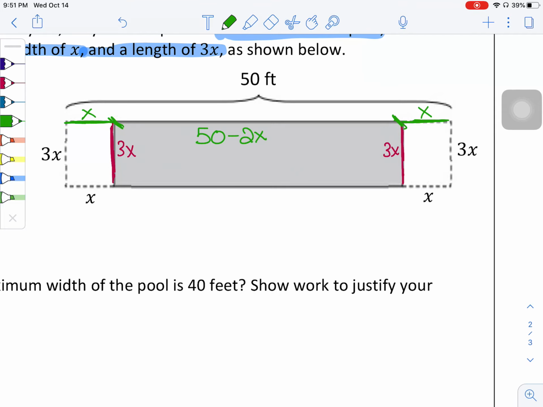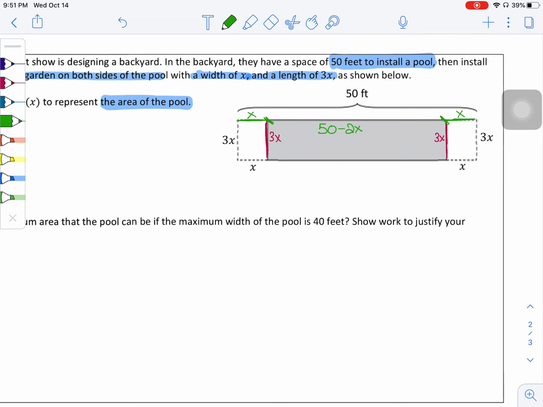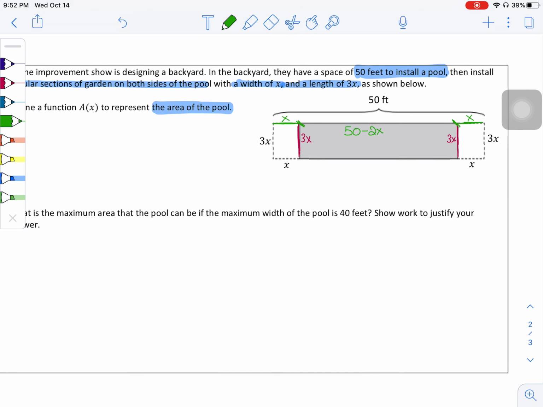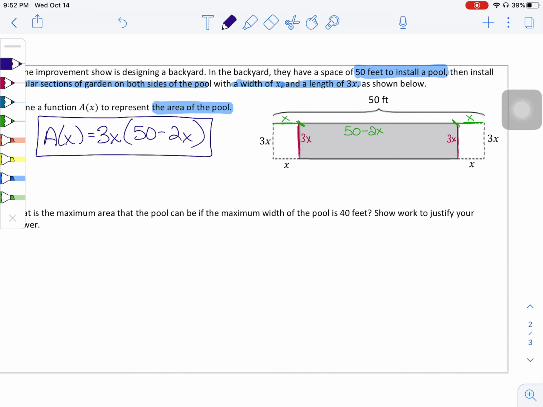Okay, so I'm going to zoom out here. If we're looking at the area of the pool, that's going to be A of x. That's going to equal the length of 3x times the width of 50 minus 2x. All right, and that is a function that would represent the area of the pool.